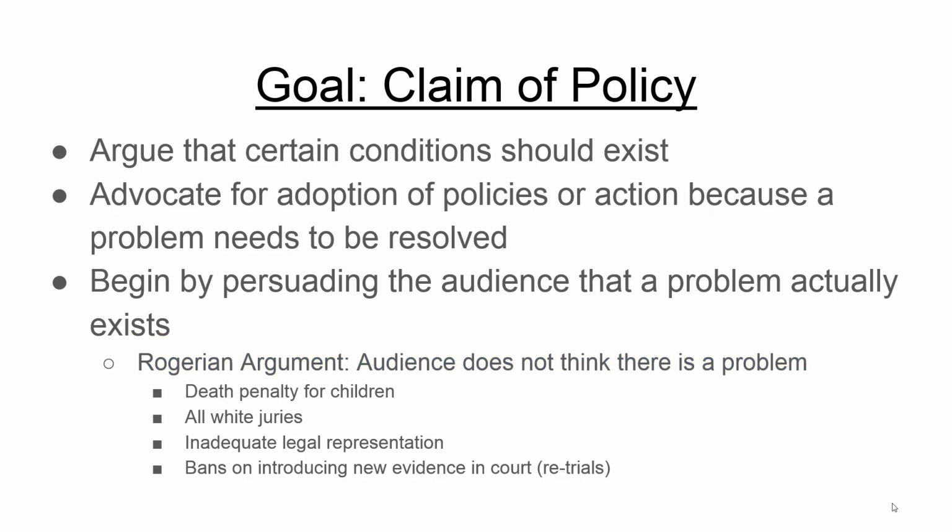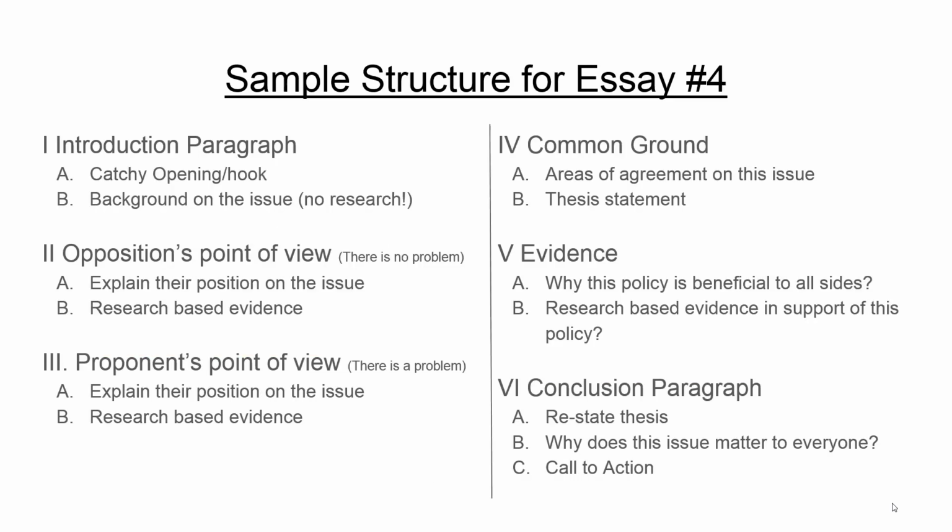Your audience would not think there's a problem having the death penalty for children. They wouldn't see a problem with all-white juries. They wouldn't see any issues with having inadequate legal representation, and they'd see no need for retrials if new evidence was available. So you would need to begin by persuading your audience that this problem actually exists. Let's take a look at a sample structure for essay number 4.